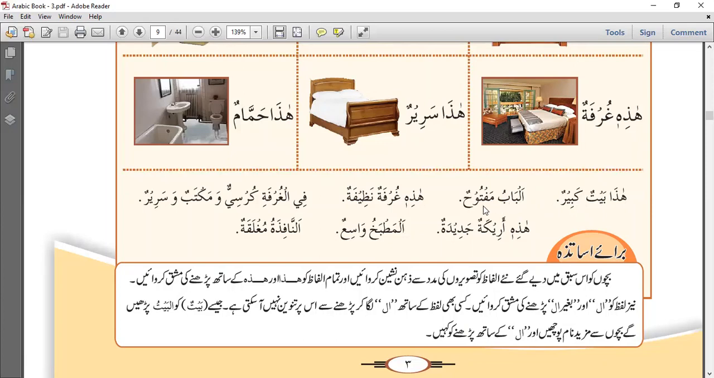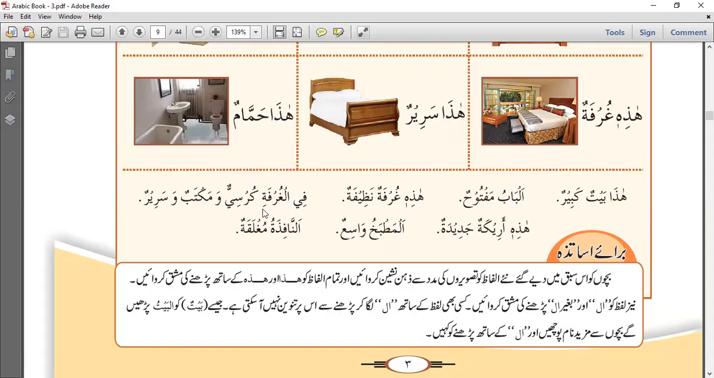الباب مفتوح. الباب means door. مفتوح means open. The door is open. هذه غرفة نظيفة. This room is clean. غرفة, you know that we use غرفة for room in Arabic. And نظيفة means clean. So this room is clean.